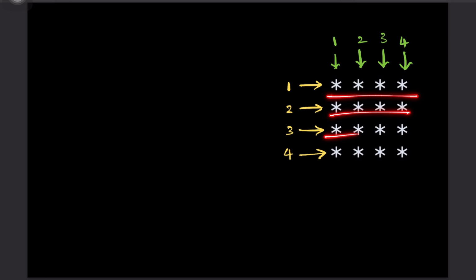Let us analyze this pattern first. Notice that we have 1, 2, 3, 4 rows in total, and 1, 2, 3, 4 columns in each row. Just like in a matrix, we have to print 4 rows, and in each row we have to print a star symbol for each of the 4 columns.